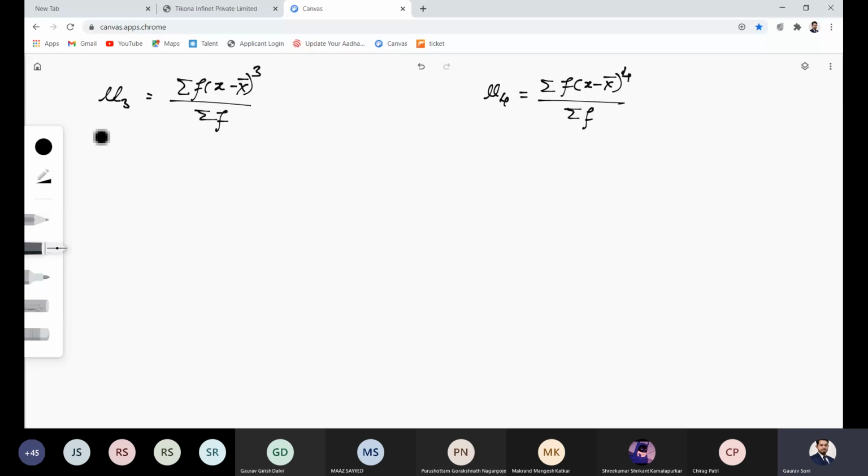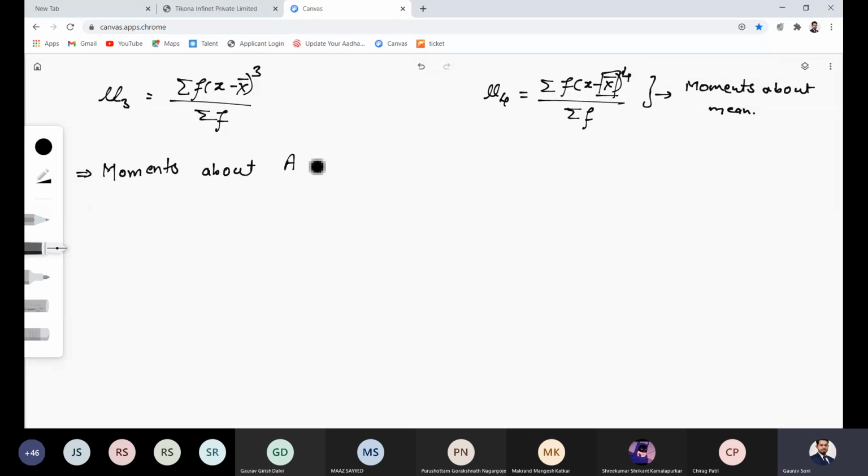Fine. So once we are done with this, we will write down the formula for the rth moment about A. The previous ones we have seen were moments about mean, because what you are calculating is the distance of each and every entry from x bar. It means that those are moments about mean.